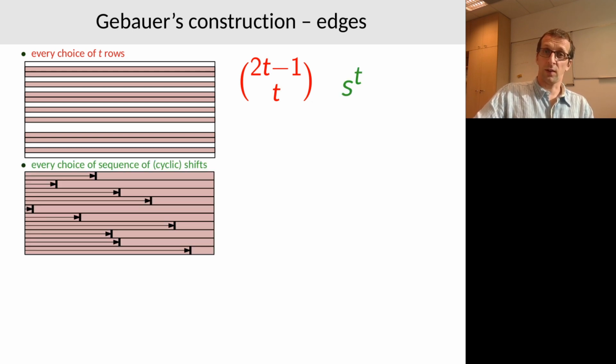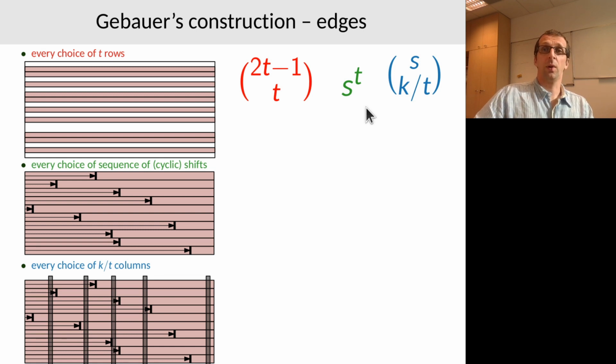And in the second stage, every row is going to be shifted cyclically by some value. And we branch the construction again on every choice of such sequence of shifts. The number of choices is s to the power of t, written in green here.